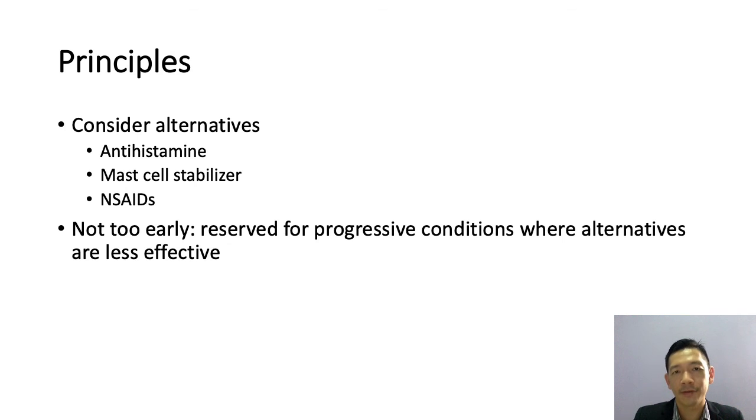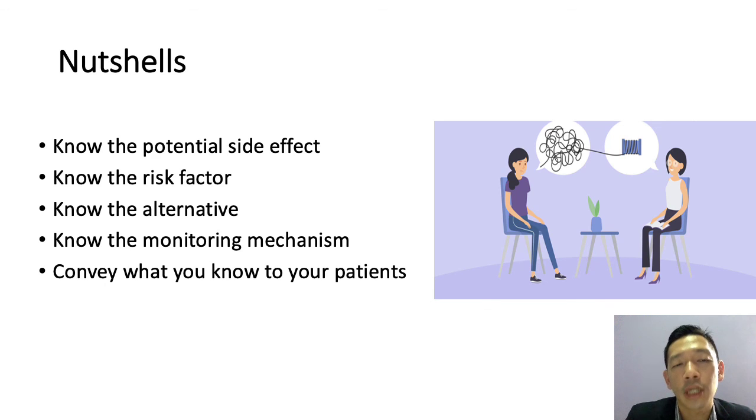So in a nutshell, when we prescribe steroid, first of all, we have to know the potential side effects, know the risk factors, know the alternatives besides steroid, and know the monitoring mechanisms. And last but not least, you have to convey what you know to your patients so your patients will understand this well and be able to follow whatever you advise.